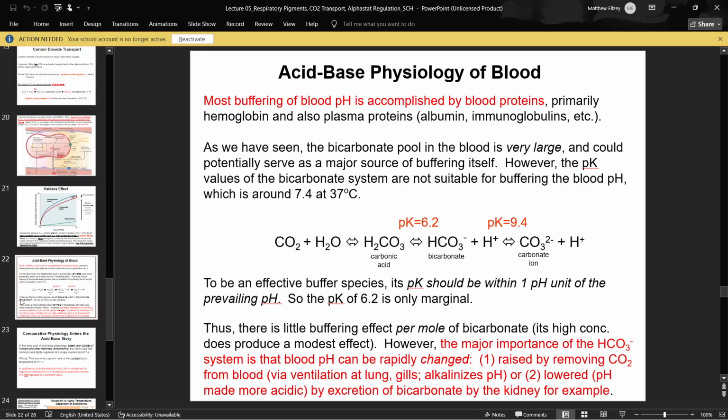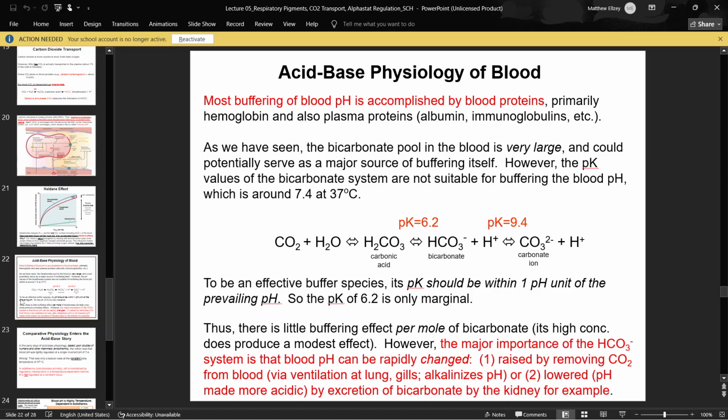Okay, so acid-base physiology. How are we buffering our blood pH, and how is this accomplished? It's accomplished by blood proteins, primarily hemoglobin, but other plasma proteins as well, like albumin. And as we've seen, the bicarbonate pool in the blood is very large and can serve as a major source of buffering itself. However, the pK values of bicarbonate are not suitable for buffering the blood pH, which is around 7.4. To be an effective buffer species, the pK should be within 1 pH unit of the prevailing pH. So the pK of 6.2 is only marginal. Thus, there's little buffering effect per mole of bicarbonate, but its high concentration does produce a modest effect.